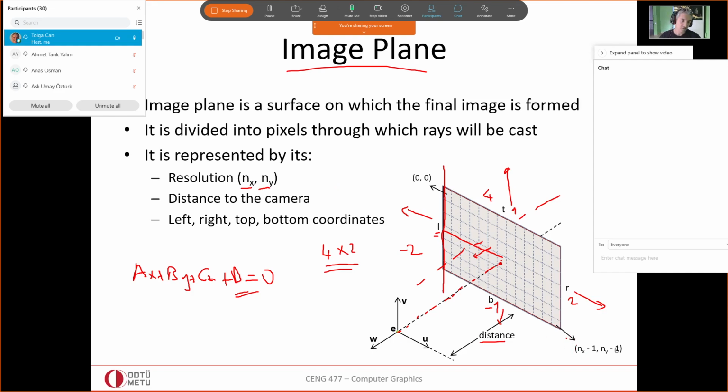So if you look at the coordinates, nx tells you which column you are in. Basically it tells you how many pixels in a row. So if its resolution is going to be nx by ny, nx is the number of pixels in a row, the size of a row, and ny is the number of pixels in a column. It's the height.